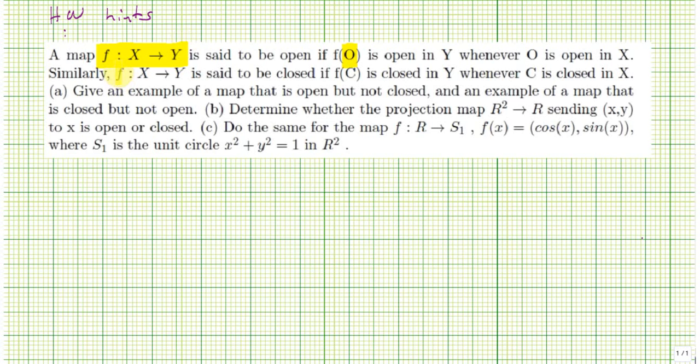And then there's a similar definition for a closed map. And notice this is closed on the map, not on a particular set. A closed map is one that if you have a closed set in X, its image in Y will also be closed. So let me suggest a way to attack this.